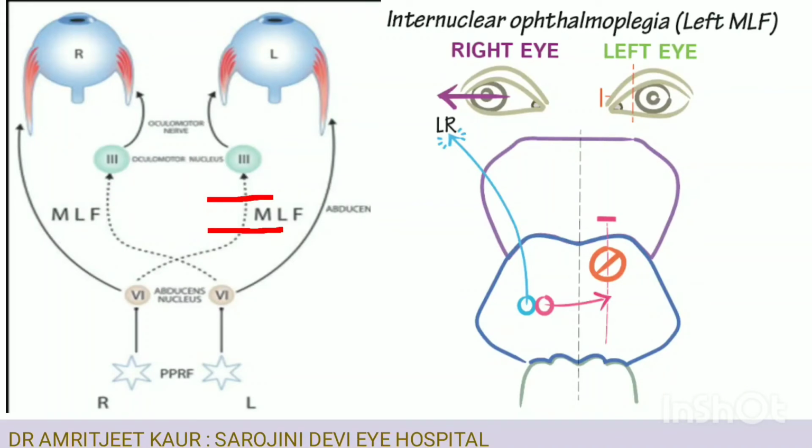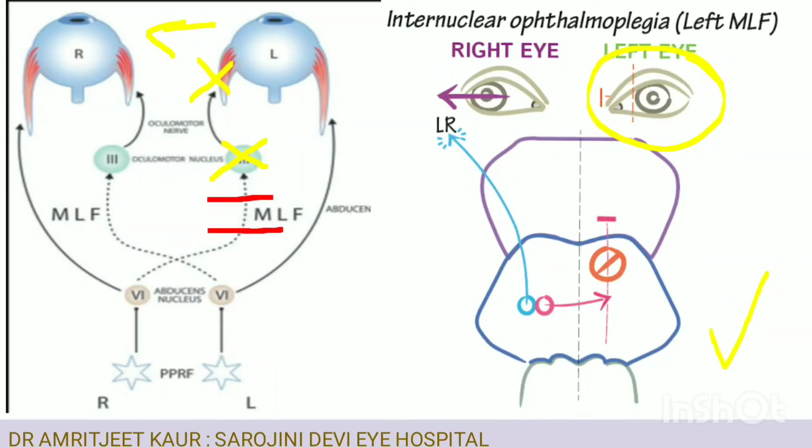When the left MLF is affected, there is no impulse going to the third oculomotor nucleus, and therefore there is no impulse going to the medial rectus of the left eye, and therefore our left eye will not be able to adduct. That means our left eye will not be able to look towards the nose. The same thing you can see in this diagram, that the left eye is not able to move past the midline towards the nose, and this is called the defective adduction.